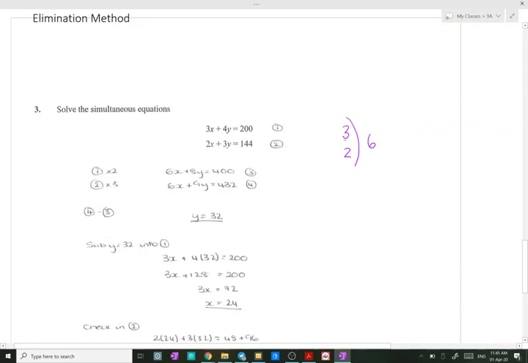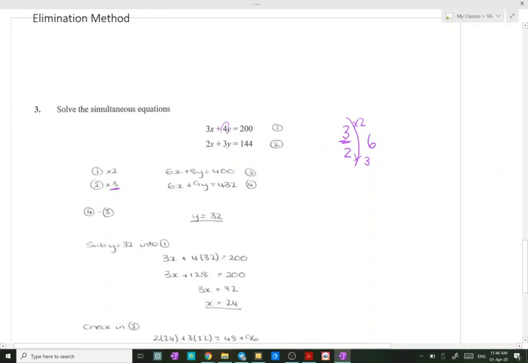What should I do to 3 to make it 6? I multiply it by 2. What should I do to 2 to make it 6? I multiply it by 3. So we multiply the first equation by 2, and we get 6x. 4 times 2 is 8, and 200 times 2 is 400. Then I multiply the second one by 3. So 2 times 3 is 6, and 3 times 3 is 9.